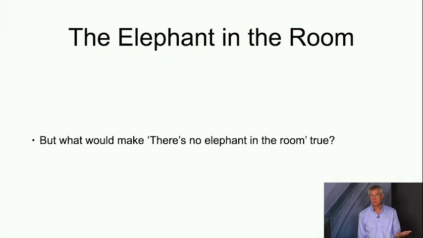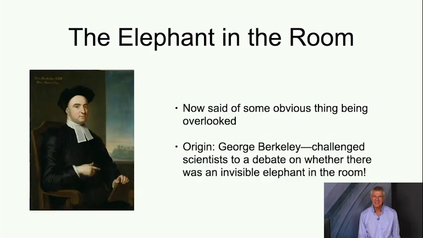The Vaisesika tradition answers, once it develops to this point, it's the absence of an elephant. This room lacks an elephant, and that's the lack I'm noticing. Now we talk about elephants in the room as some obvious thing that's being overlooked. There really is an elephant in the room, and people are pretending it's not there or not talking about it. The origin of that is actually Bishop Berkeley, who challenged scientists to a debate on whether there was an invisible elephant in the room. But in the Indian tradition, elephant in the room tends to mean something different.